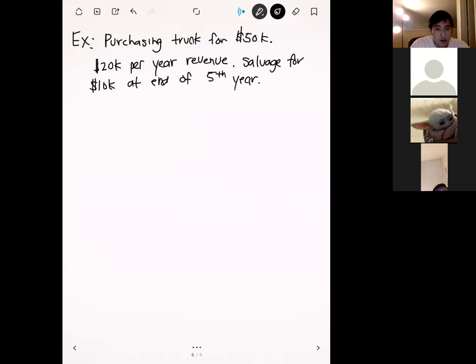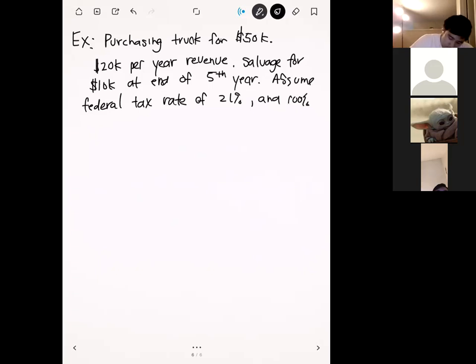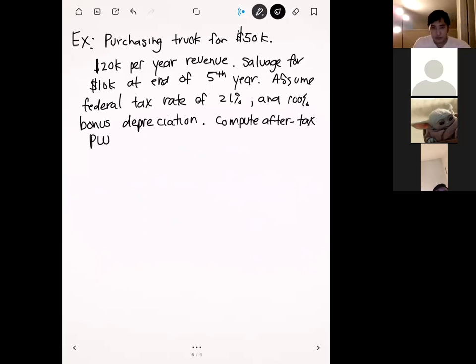Okay. And so if we assume the standard 21% for federal taxes, a tax rate of 21%, and also this time we're going to use bonus depreciation. Okay, let's compute the after-tax present worth. And so just like we've done before, we're going to make a table out of this, okay?